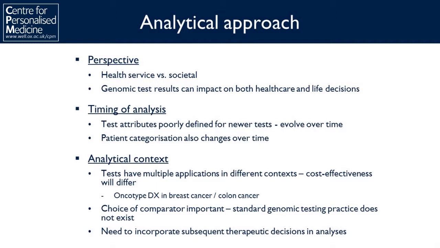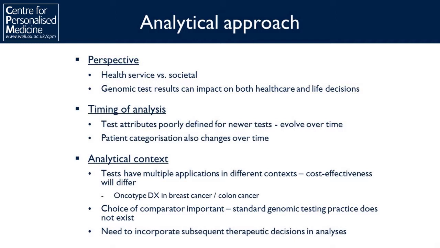Choice of comparator is also important. As most probably realise, standard genomic testing practice rarely exists, so you have to have a think at the start of your economic evaluation about what exactly your comparator is going to be. And we also need to make sure that we include all subsequent therapeutic decisions and the costs associated with these when we do these sort of economic evaluations. Now, the case study that Gilles is going to discuss in a minute will touch on this point, and I've certainly found this in work that I've been doing in targeted sequencing and chronic lymphocytic leukemia as well. So that's the analytical approach.